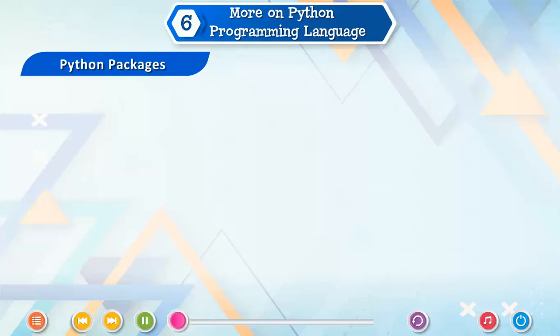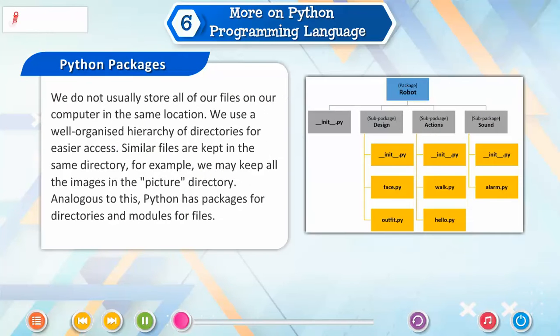Python packages. We do not usually store all of our files on our computer in the same location. We use a well-organized hierarchy of directories for easier access. Similar files are kept in the same directory. For example, we may keep all the images in the picture directory. Analogous to this, Python has packages for directories and modules for files.